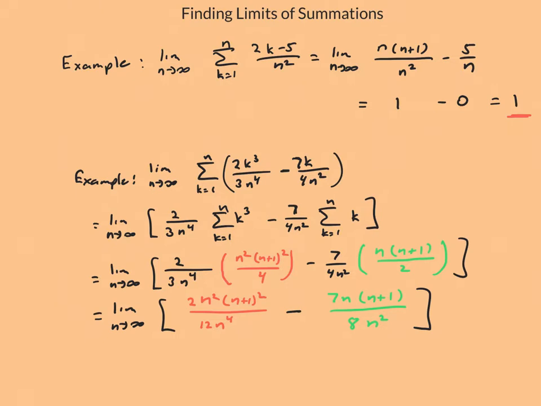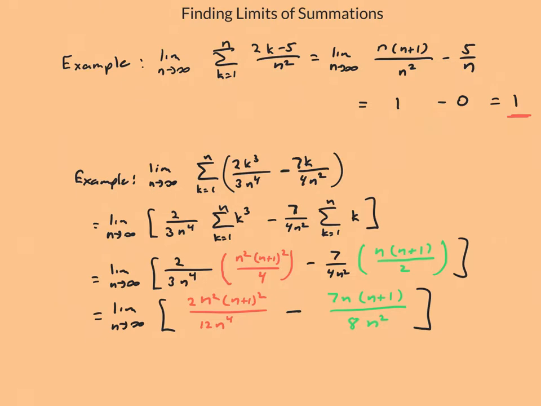Now let's take a look at a different problem. This one right here, we're going to take the limit as n goes to infinity. Let's go through the whole expansion process. So it's going to be equal to this. We want this limit as the sum, k goes from 1 to n, of this minus that.